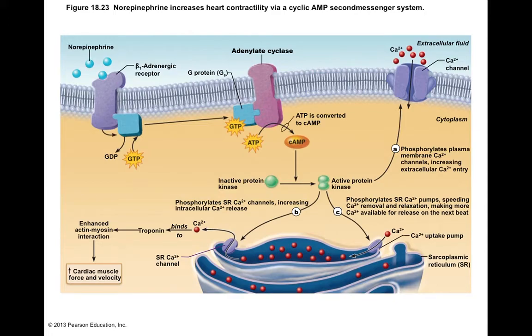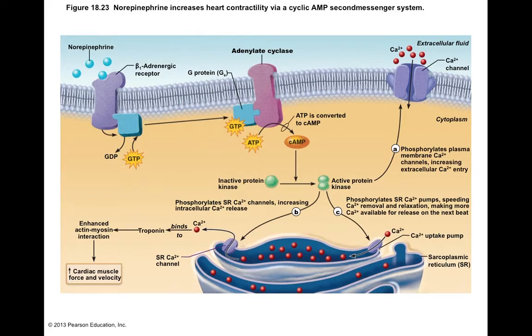So for instance, what happens in response to norepinephrine is you get the activation of a protein kinase that makes the calcium channels in your SR more leaky. So by having more leaky calcium channels, you get a bigger efflux of calcium into the muscle cell, and by having a bigger wave of calcium, you get a stronger contraction, right?